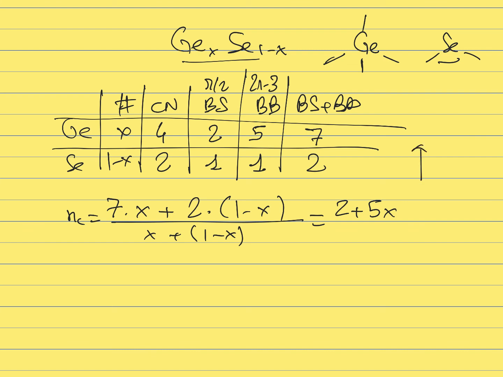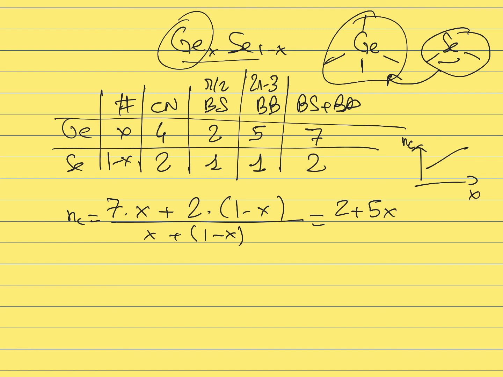So now it means that if you look at the number of constraints as a function of x, it's going to be a function that is linearly increasing with x. It means that the more germanium you have, the larger x, the larger is the average coordination number. It's because as you increase x, you are gradually replacing some selenium that have a coordination number of only 2, and you are replacing them by some germanium that has a coordination number of 4.